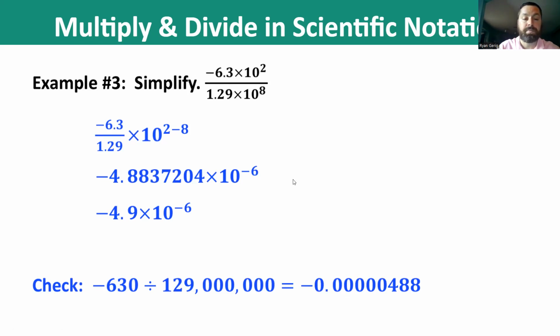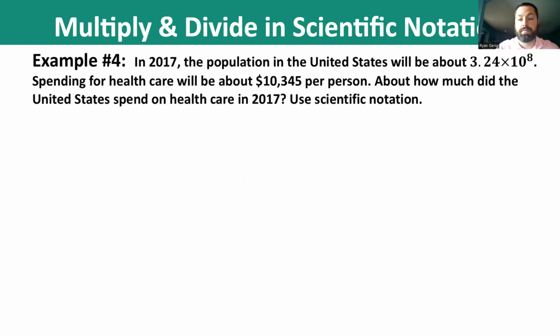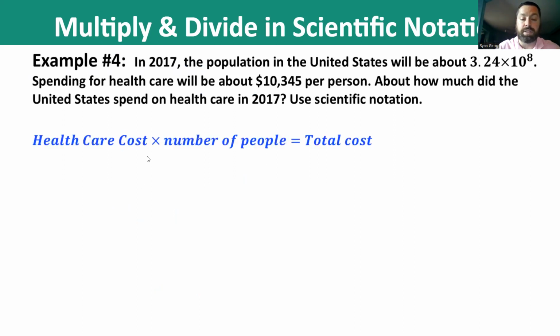All right, so a word problem here. In 2017, the population in the United States was about 3.24 times 10 to the eighth. Spending for healthcare was about $10,345 per person. About how much did the United States spend on healthcare in 2017? We're going to use scientific notation. So let's get an idea of what's happening here. The healthcare cost per person times the number of people equals the total cost. So 10,345 per person. That's the healthcare cost. So we want to write that in scientific notation.